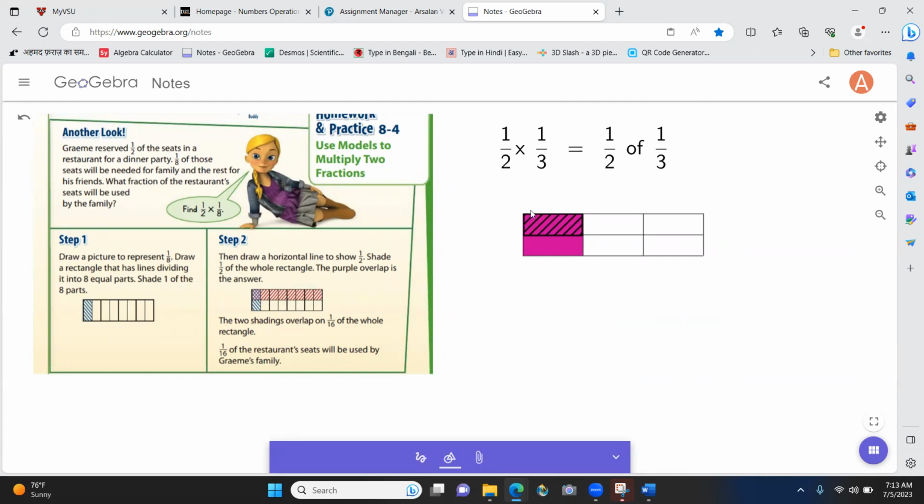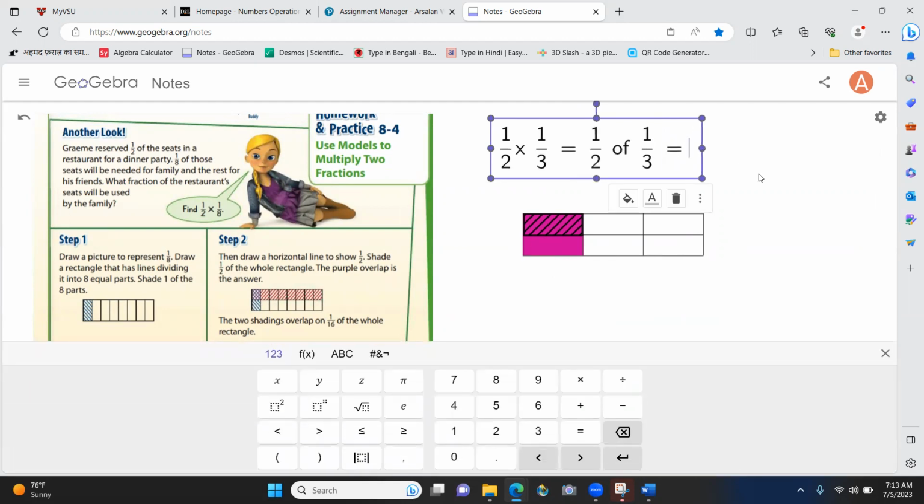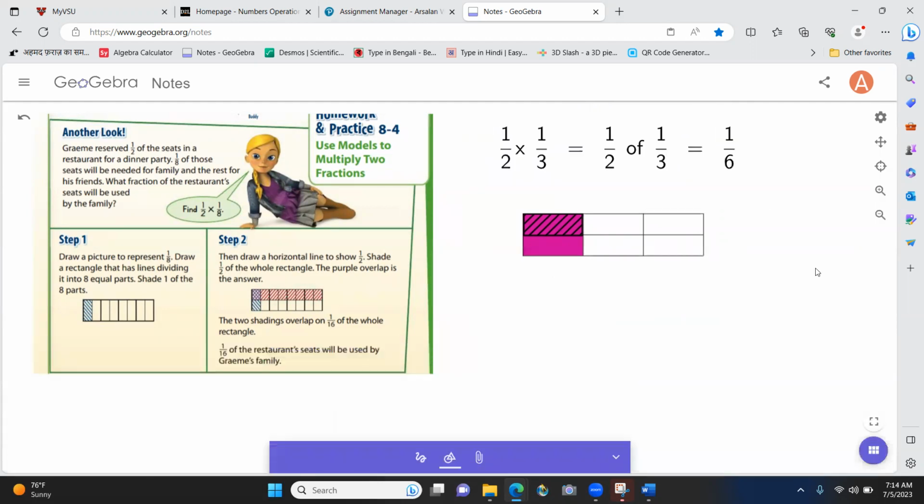Take a look. If this is your whole pizza, and you ate 1/2 of a third of the pizza, what would that mean? What part of the whole pizza did you eat? You ate 1/6 of the whole pizza. Now, if you multiply the top and the bottom, you're going to get the same answer. 1 times 1 is 1, 3 times 2 is 6, and that's exactly what you're getting visually when you see this as a multiplication problem done visually.